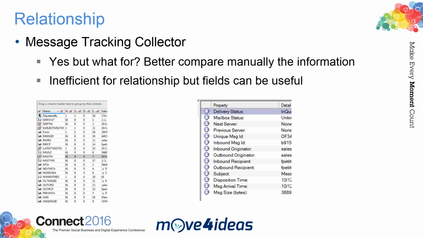Well, we can use MTC. People do that, but you need to compare the information manually, so it's inefficient for a relationship. But if you take a look at the design, you will be able to find fields that will help you know who is talking to who, about the out message ID or the in message ID. So you will have to develop some solution.